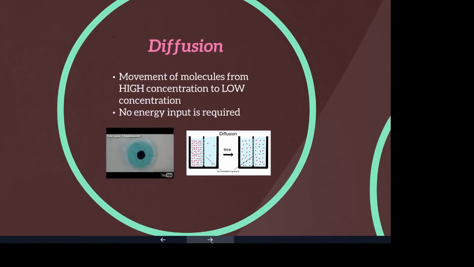When we talk about the movement of molecules, one of the things we need to address is the concentration gradient. A concentration gradient is just a difference in the concentration of a solute in solution on one side of a membrane versus the other, or in one particular area versus another. So for simple diffusion, molecules are going to naturally move from an area of high concentration to an area of low concentration. And again, no energy input is needed.